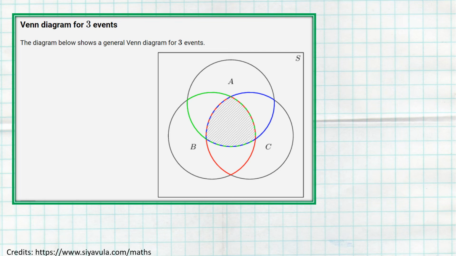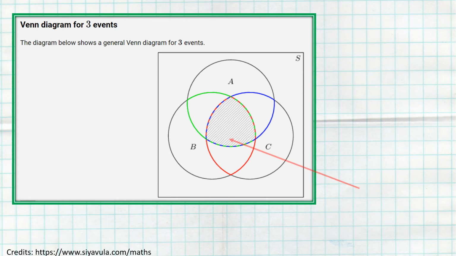3 events, and this is quite interesting, right? So how do you go about sketching this Venn diagram? Very important. Like we said with 2 events, you must start on the intersection. But for 2 events, you only had 1 intersection. When there are 3 events, you have a lot of intersections. So where do you start now?